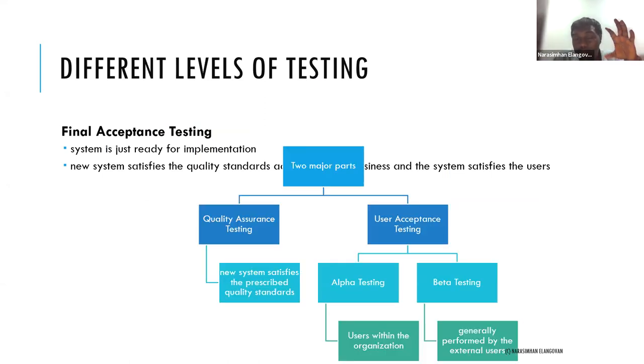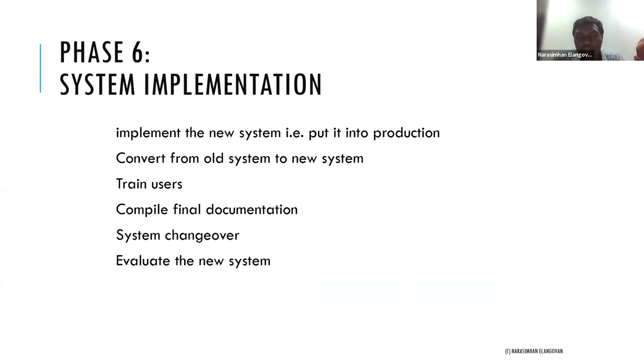Now here there are two types, quality assurance and user acceptance. User acceptance has two things, alpha and beta. Alpha is done internally, within the organization. Beta is done by externals. That is why you see a beta version available for testing. Any of the GST forms they release, first they release a beta version. People are expected to test. It's another matter, people may not go test. That's the other part of the story.